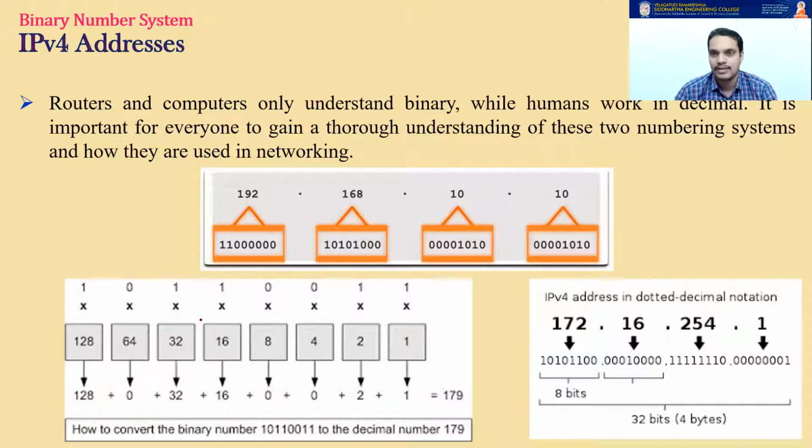I suggest everybody take 1 or 2 simpler things. You can take 198, you can take 225, because the highest value is 255. You can take up to 255. So take those 1 or 2 values and try to do it on your own, so that you get a good understanding of how you can get the binary equivalents.